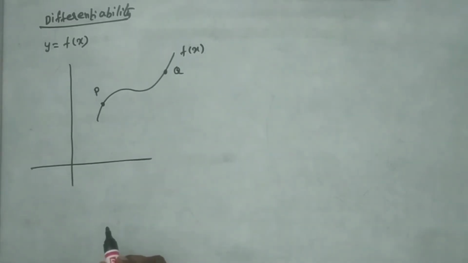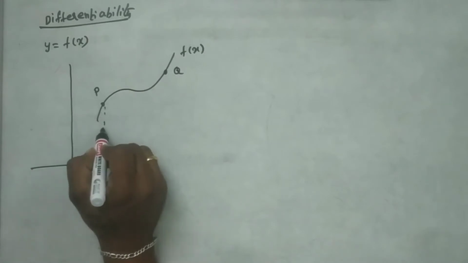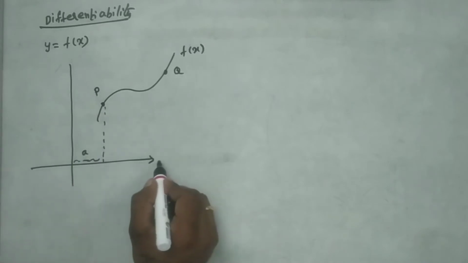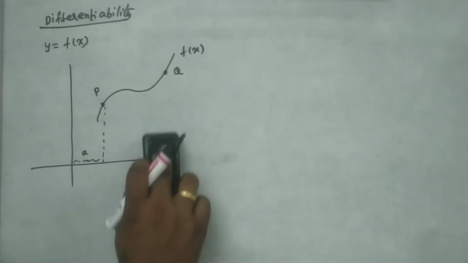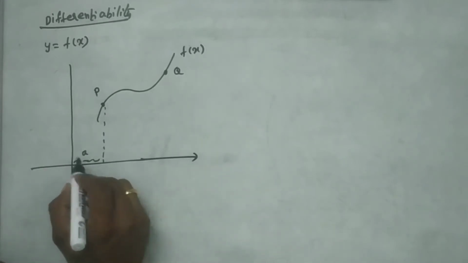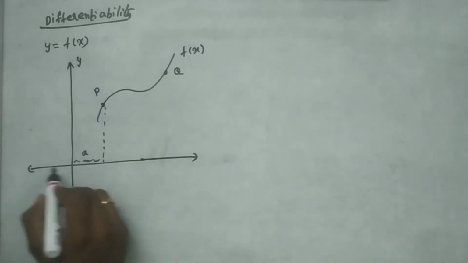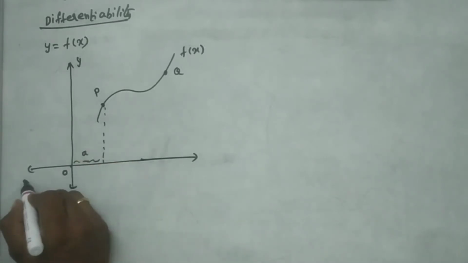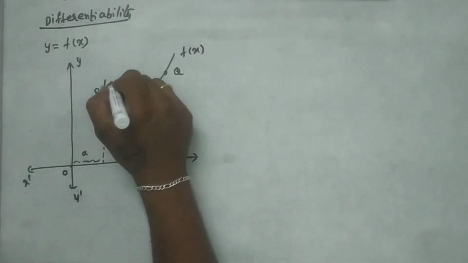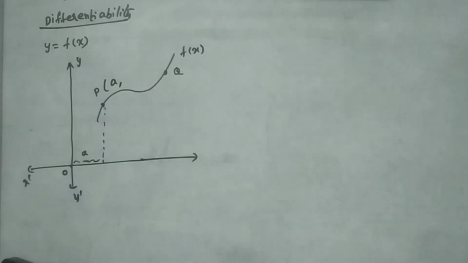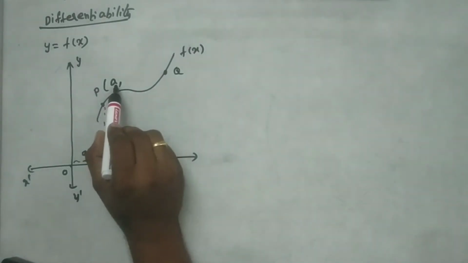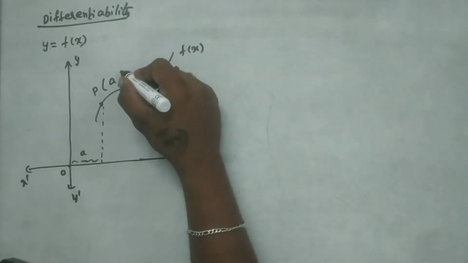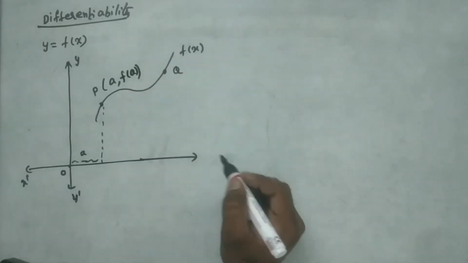Suppose I am going to take the coordinates of P. If I am joining here, the distance from the origin is equal to a units from the y axis. So the distance of the point is a units from the y axis, so this point will be a. And what about the second coordinate, the y coordinate? If I am taking the point equal to a, the corresponding value of the function is substituted here, that is f of a. So this point will be (a, f of a).